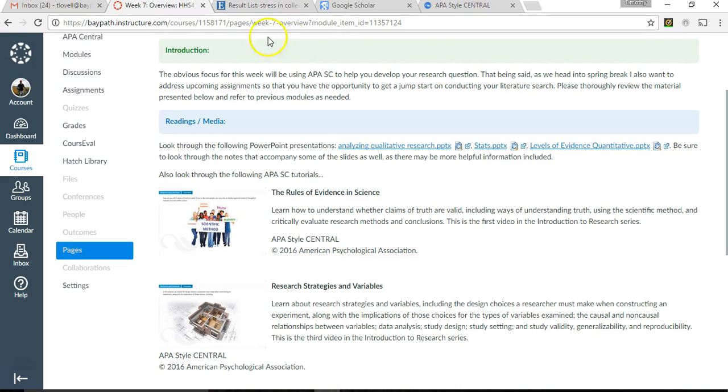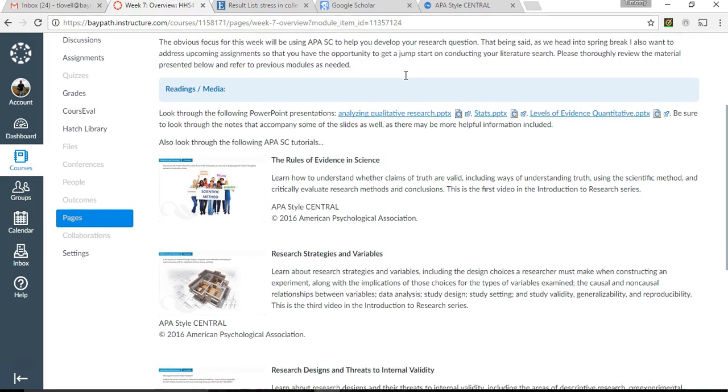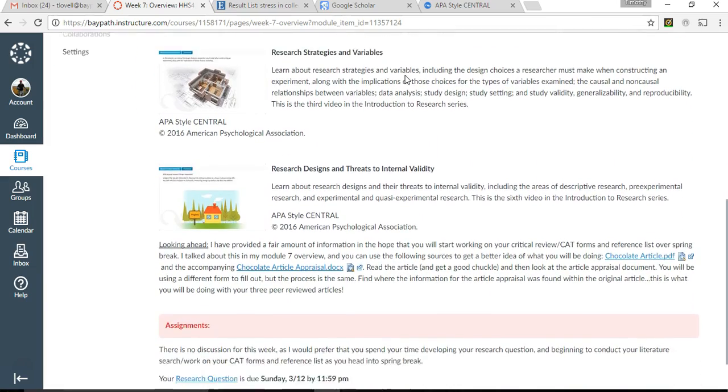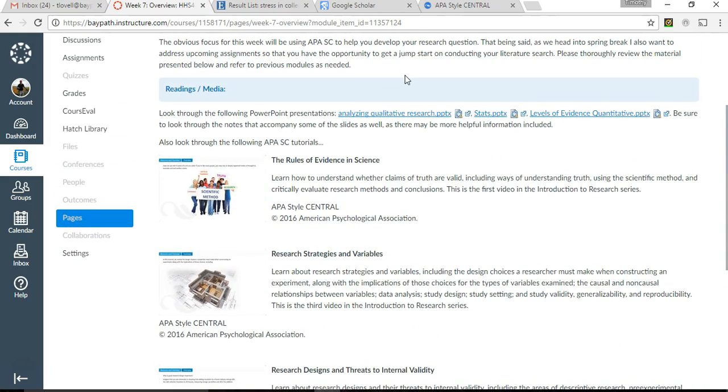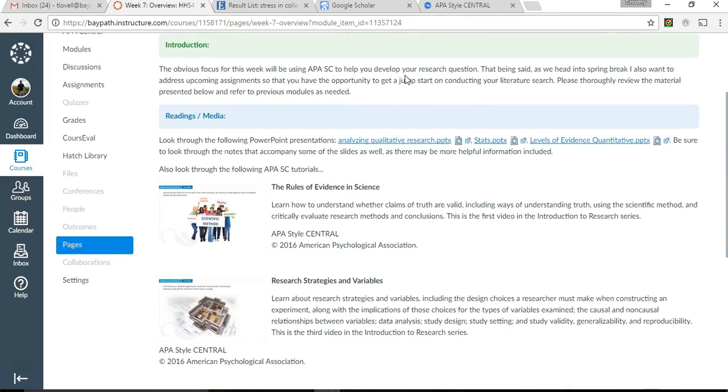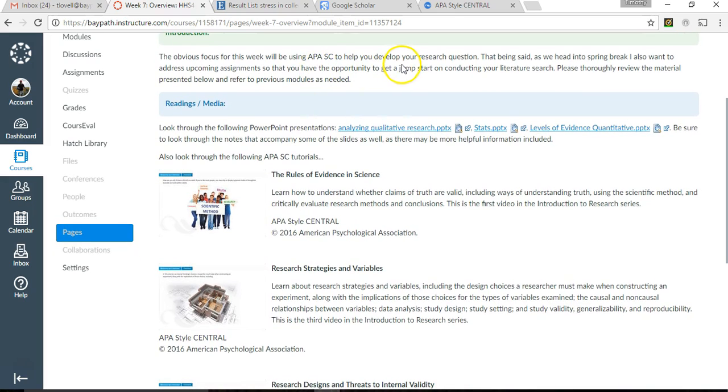So we'll leave that there. What else did I want to talk about? I think that might be it for now. So really, again, the focus for this week: develop your research question. And then that's going to lead you into actually finding your articles.